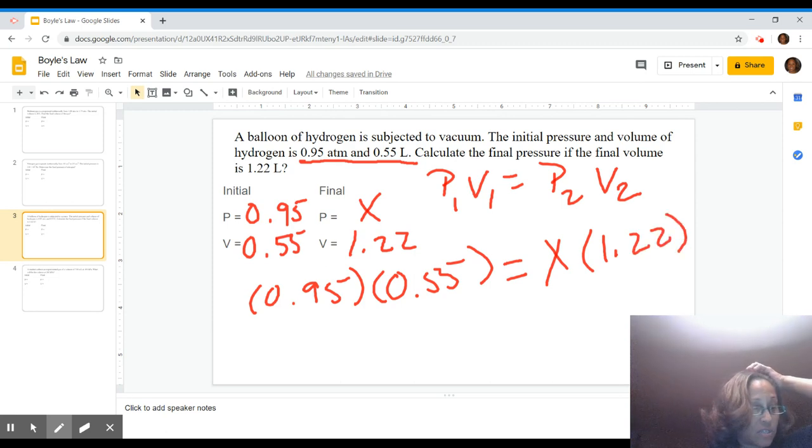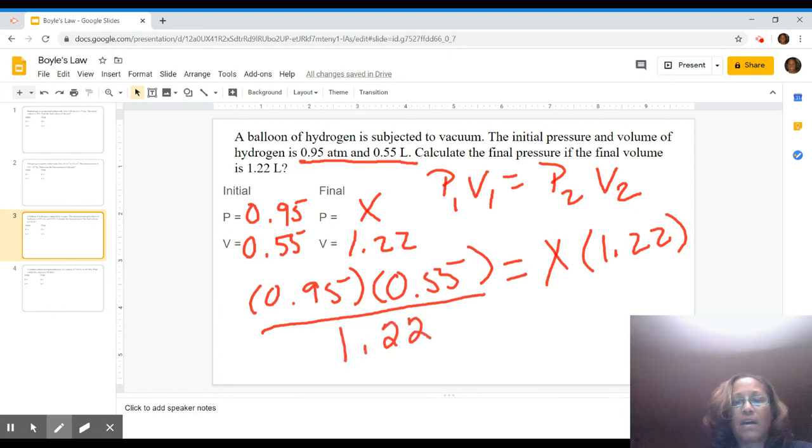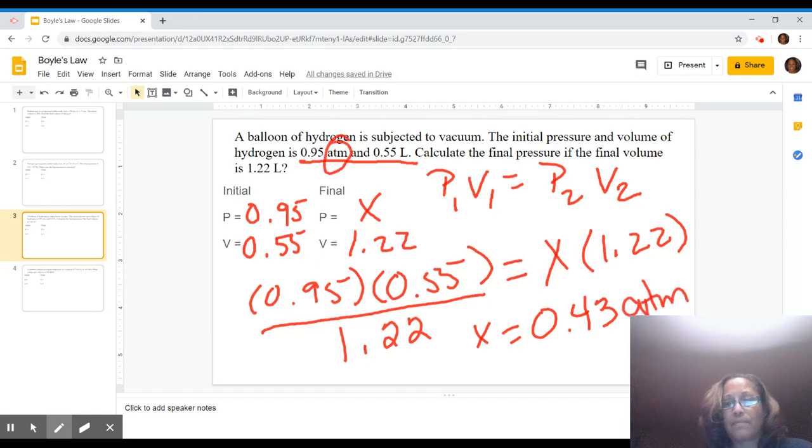All right, so I'm going to multiply these two guys, 0.95 times 0.55, and divide that by 1.22. And when I solve that, X is going to be equal to 0.43. Now the question is, what are my units? I'm looking for pressure. The initial pressure was in atm, so the final pressure is going to be in atm. Okay? Last example.